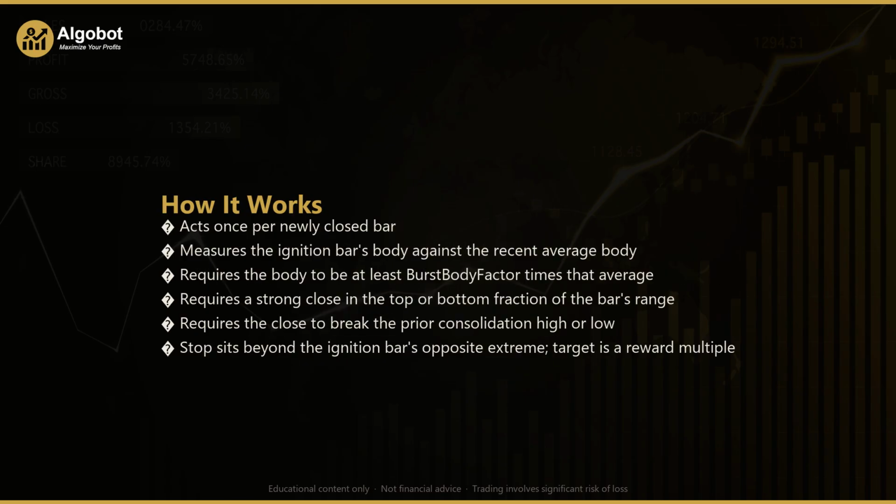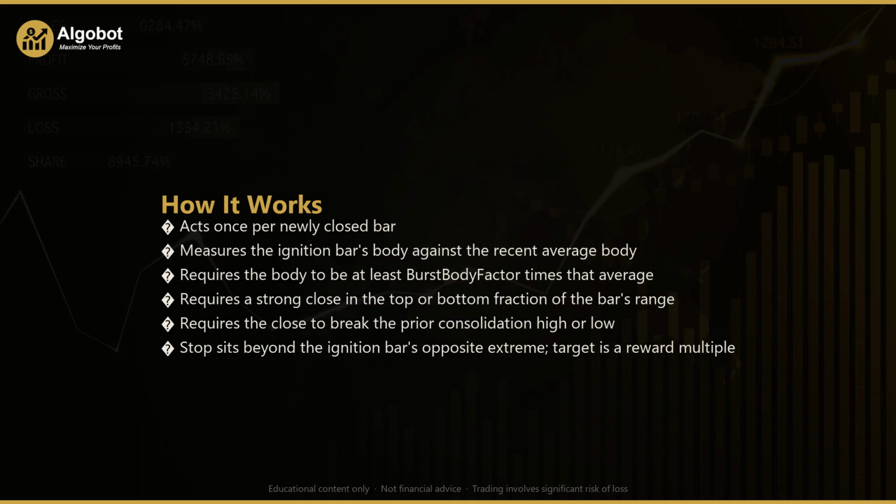Let's walk through the exact logic, step by step. First, the strategy only acts once per newly closed bar. It waits for a candle to finish forming, and that completed candle becomes the ignition candidate. Before it does anything, it runs two quick safety checks. If there's already an open position from this strategy, it does nothing and lets the existing trade play out. And if the current spread is wider than the allowed maximum, it skips the trade because a wide spread ruins the economics of a scalp.